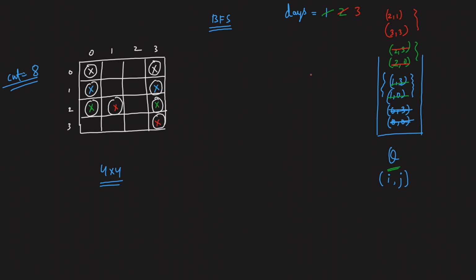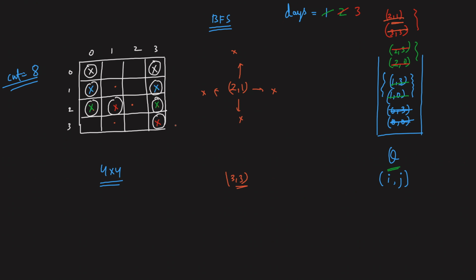Now again, the next iteration of BFS, it's a 2 comma 1. So just take 2 comma 1, and it's a 3 comma 3. So let's take 3 comma 3. So on 2 comma 1, that's this guy. It doesn't have a top, it doesn't have a right, it doesn't have a bottom. On the left, it's already rotten. So on all the 4 directions, I did not find anyone.